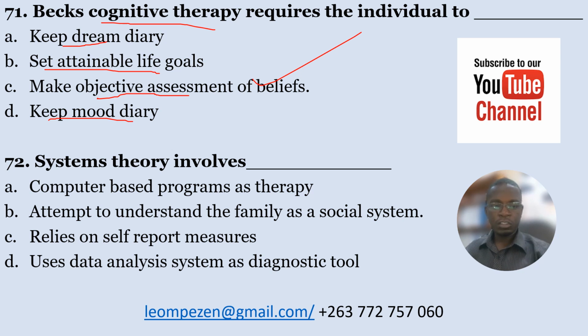Number 72, systems theory involves A. Computer-based programs as therapy, B. Attempt to understand the family as a social system, relies on self-report measures and uses data analysis system as a diagnostic tool. The correct answer here is B. Attempt to understand the family as a social system.